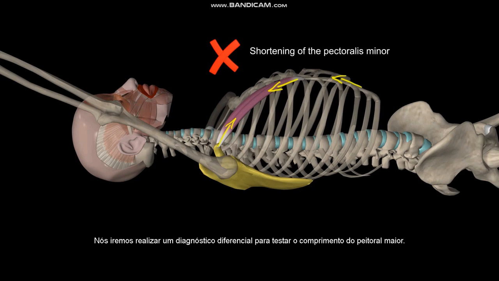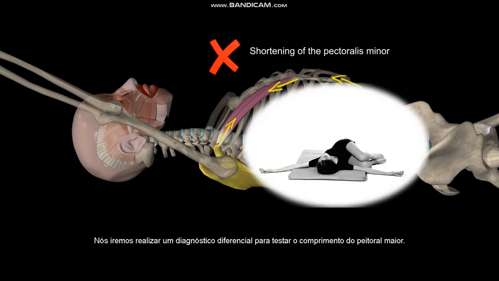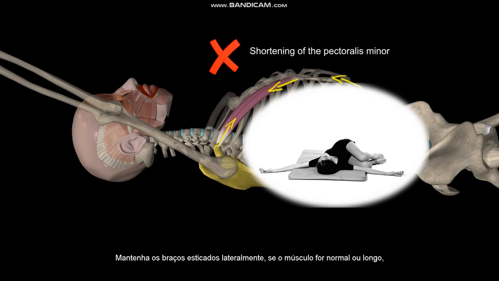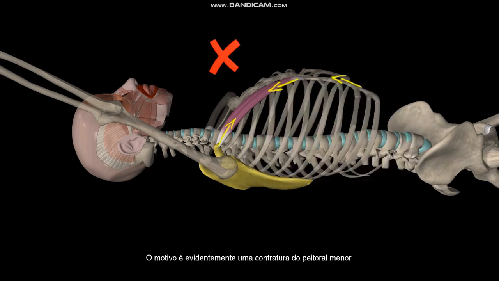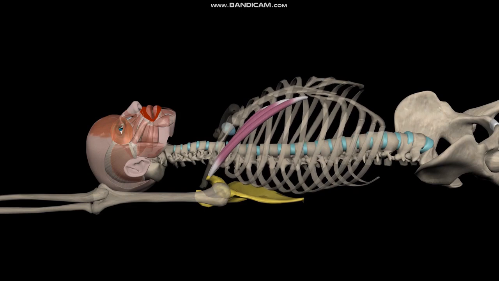We'll perform a differential diagnosis to test the length of the pectoralis major. Hold the arms out to the side. If the muscle is normal or long, the cause is evidently a shortening of the pectoralis minor. A condition is possible in which the range of shoulder movement seems normal, but the movement actually comes from a lifting in the ribs.